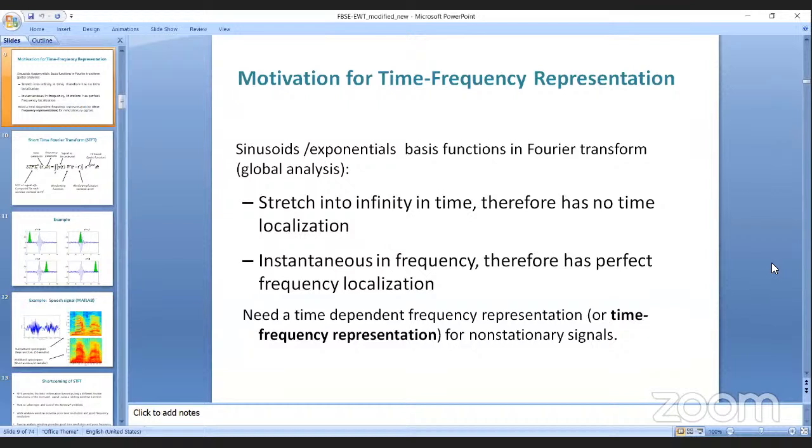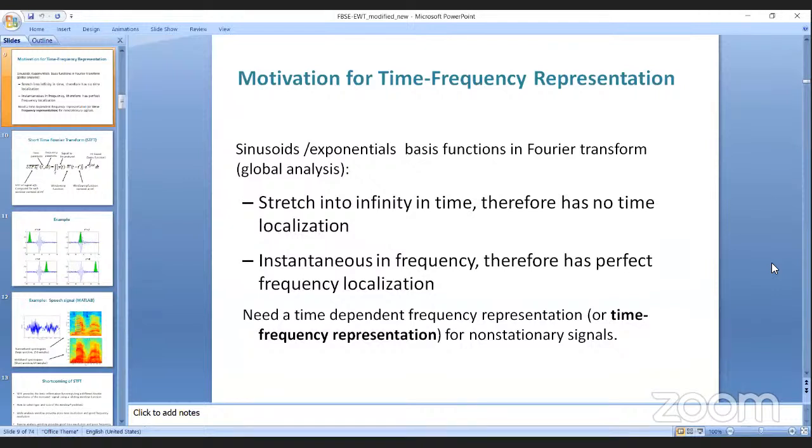The way of looking at such a representation is through the nature of the basis functions. In the Fourier transform, the basis functions are sinusoidal functions, and sinusoidal functions extend from minus infinity to plus infinity. They are periodic in nature, and due to that their spread is infinite, and the resolution is proportional to 1 upon spread. They stretch to infinity in time. So due to that, the time localization, time resolution and time concentration will be 0.